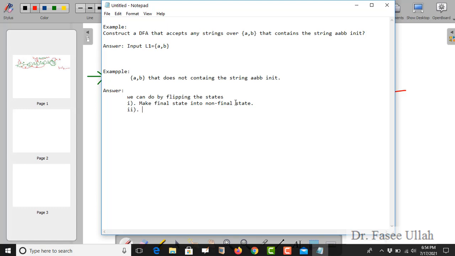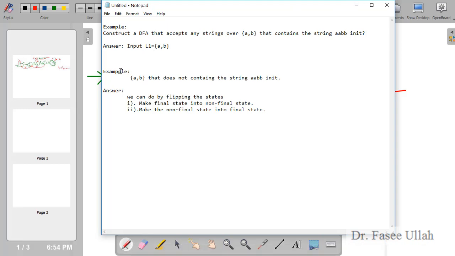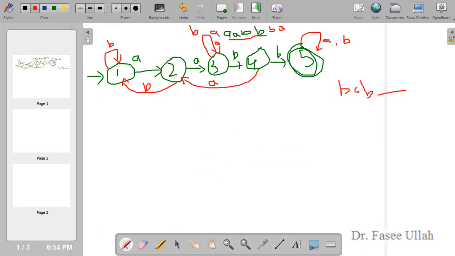Second, make the non-final state into a final state. Okay. So this is the format according to the condition given in this example, right? So let's come to here. Keep in mind this figure, I will just invert them.